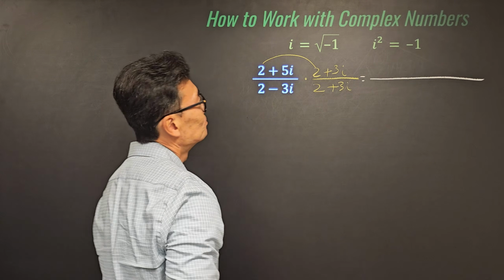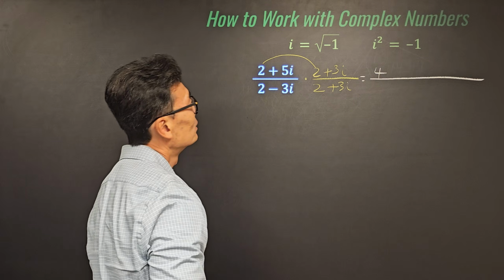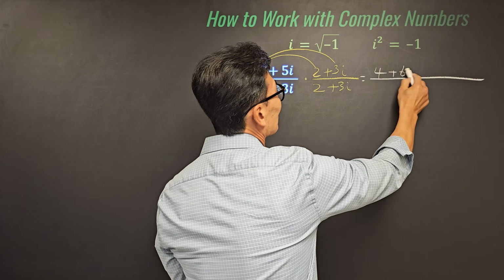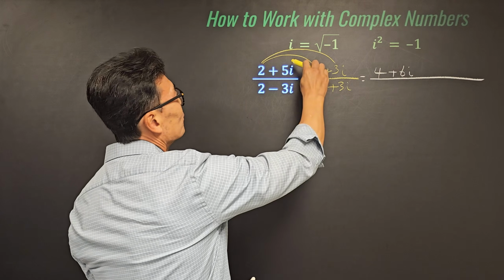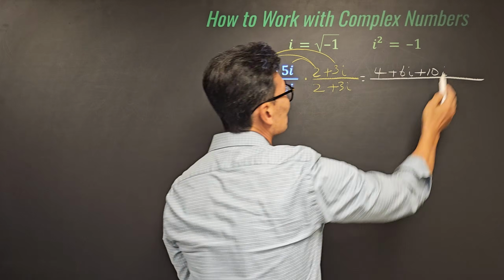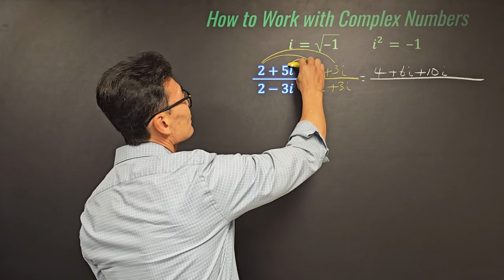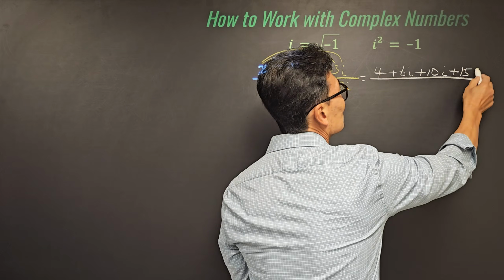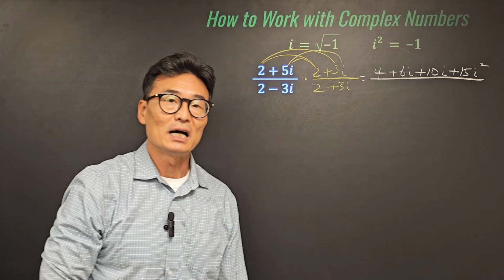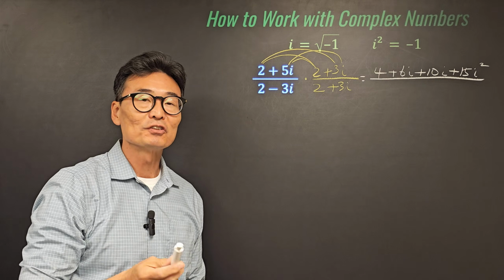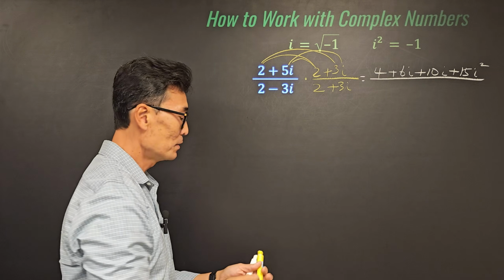2 times 2 is 4. 2 times 3i, we get 6i. 5i times 2, 10i. And then lastly, 5i times 3i, we get 15i squared.